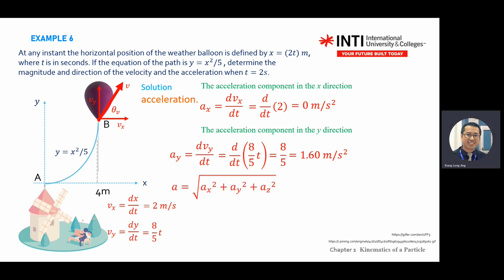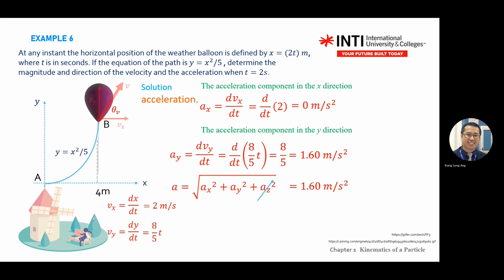You can find the magnitude. Square root of a x square plus a y square plus a z square. You don't have z, and you have the square root. Substitute, you get 1.6 meter over second square. How to find the direction? Okay.